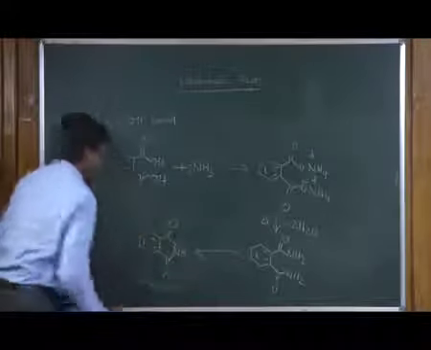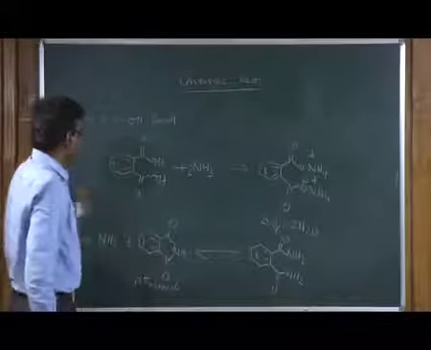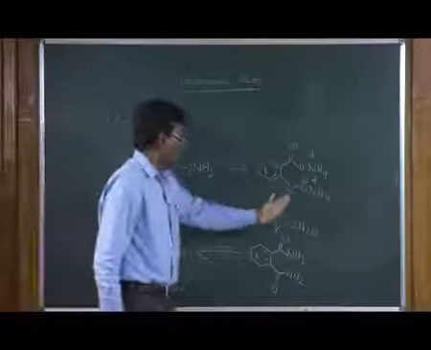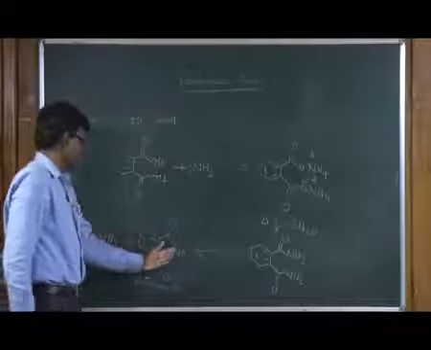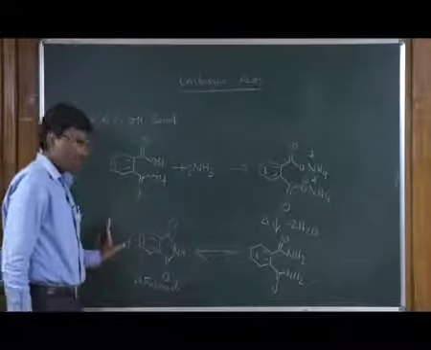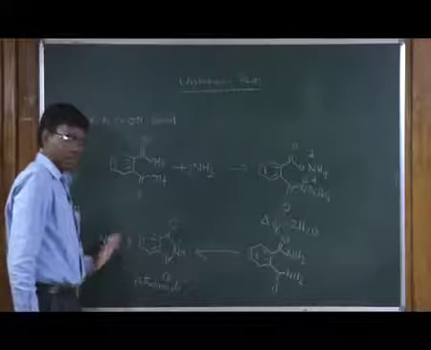This is called phthalimide. And you can see, first you form the salt. When you heat the salt, you get the amide, which can be further converted into the imide by removing 1 molecule of ammonia.